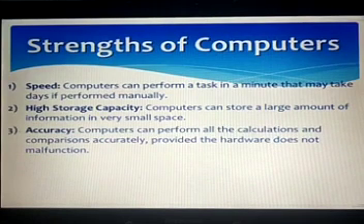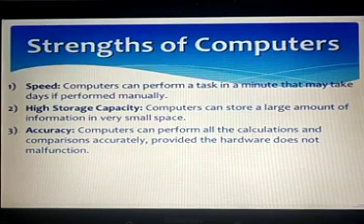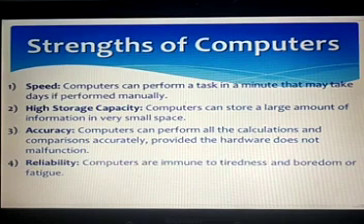Third one, accuracy. Computers can perform all the calculations and comparisons accurately, provided the hardware does not malfunction. Fourth one, reliability. Computers are immune to tiredness, boredom or fatigue. Thus, they are more reliable than human beings.